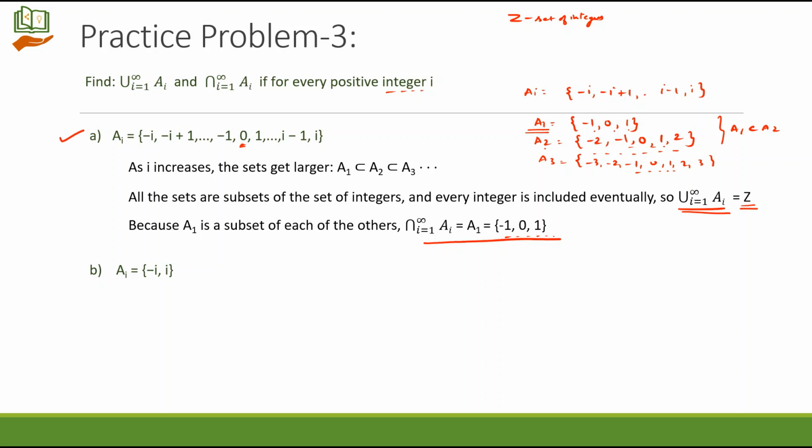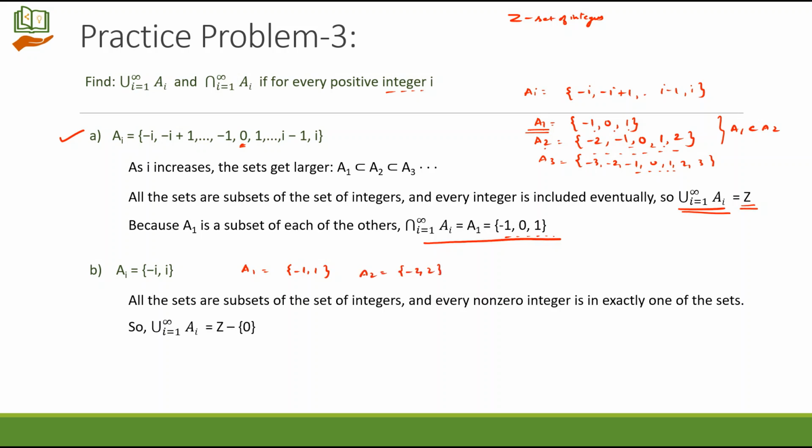What about B? For A1 we will have minus 1 comma 1. For A2 we will have minus 2 comma 2. All the sets are subsets of the set of integers and every non-zero integer is in exactly one of the sets. When you go for generalized union, you will include all the numbers. Just find A1 union A2 union A3. You will have minus 3, minus 2, minus 1, then 1, 2, 3.